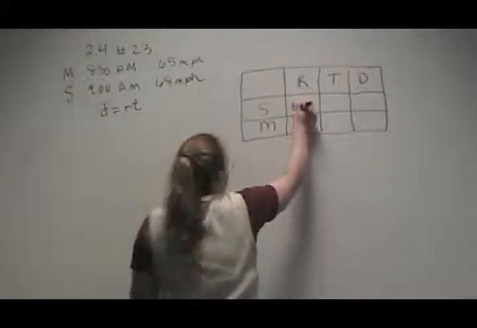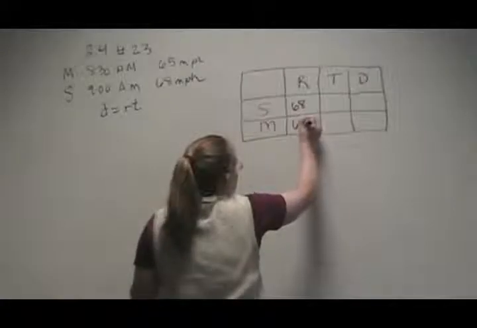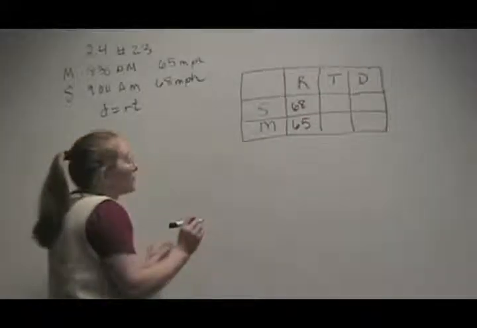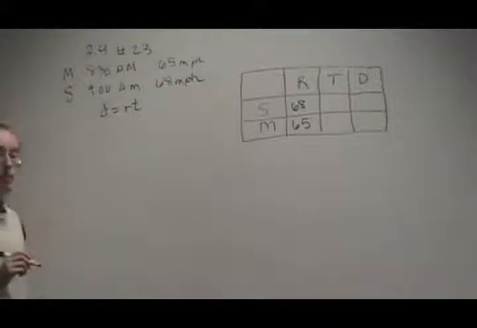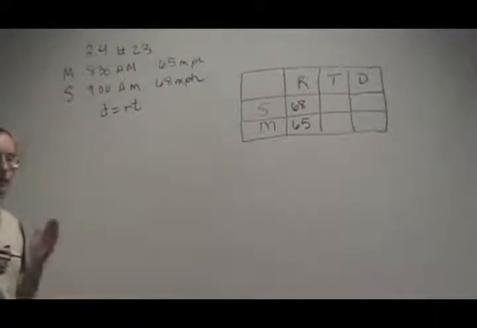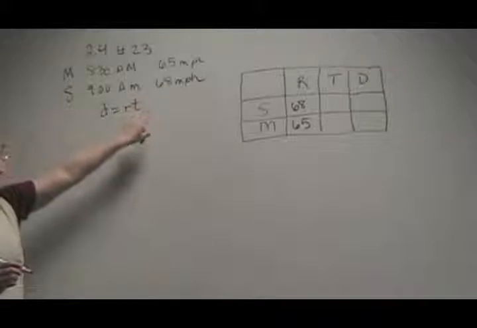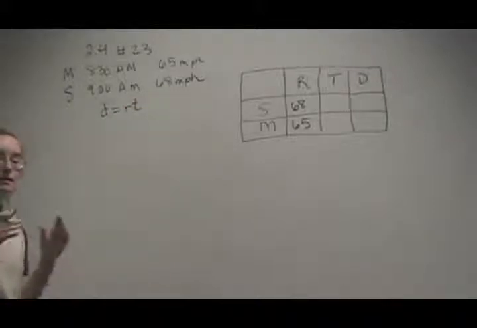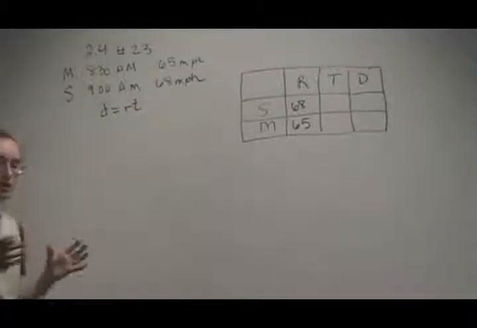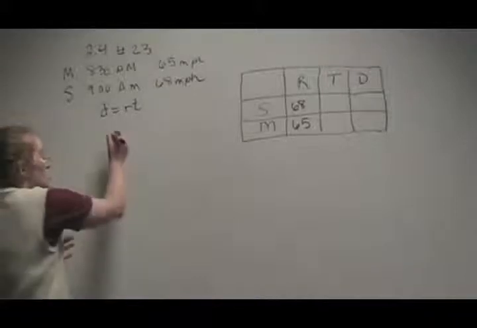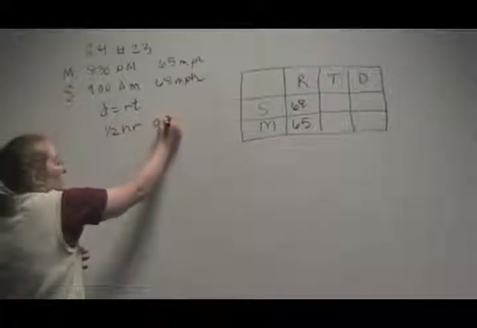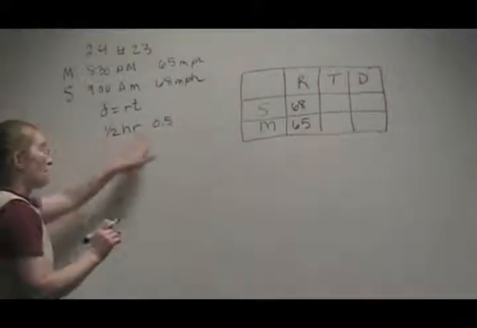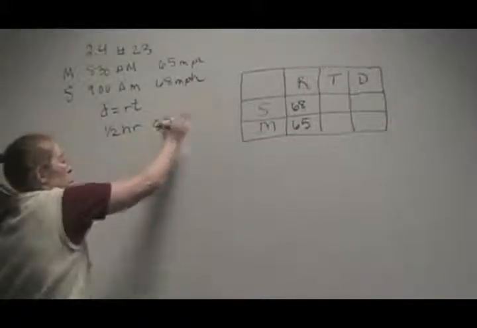So for rate, we know Scully is doing 68, Mulder 65. Now, time. They left a half an hour apart, 30 minutes. But remember, this is miles per hour. You need to make sure everything's in the same unit sets. We need to make sure this is an hour. So rather than write 30 minutes, you want to write a half an hour or 0.5. You can use either the half or the 0.5, but make sure you do it like that.